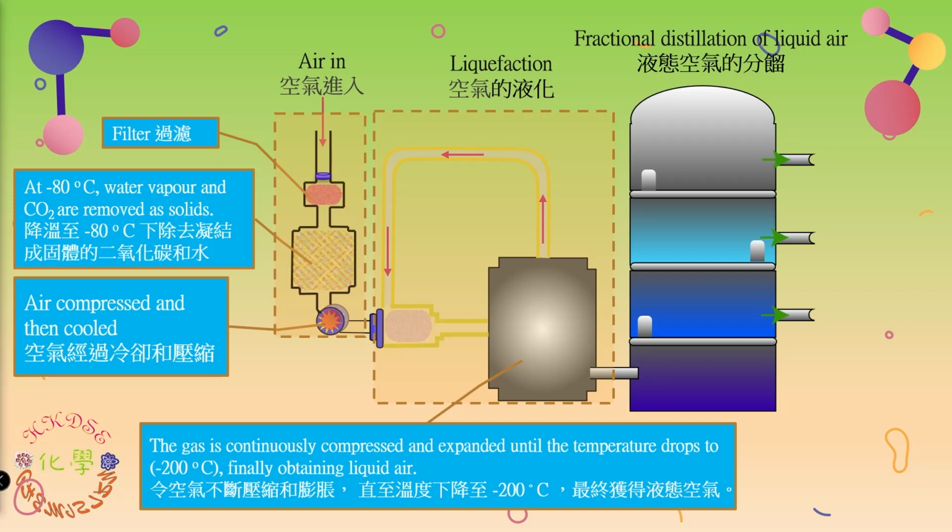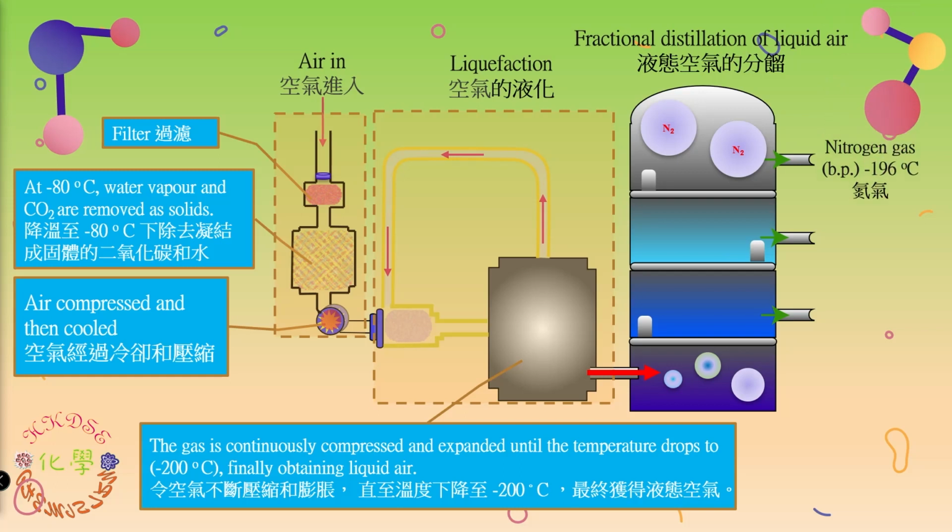Three, fractional distillation of liquid air. After the liquid air is pumped into the fractionating column, the liquid air is slowly heated. Because nitrogen, argon, and oxygen have different boiling points, -196 degrees Celsius, -186 degrees Celsius, and -183 degrees Celsius, respectively.